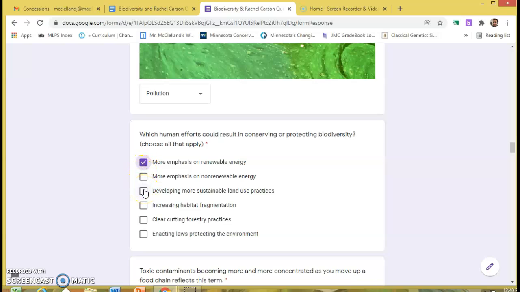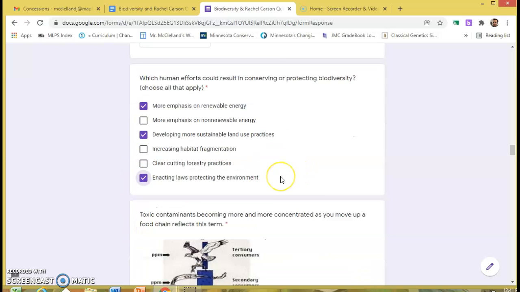Developing more sustainable land use practices would be a help. We wouldn't emphasize non-renewables because many of them have their own drawbacks, plus they're non-renewable, so we can't replenish them once they're gone. So we need a system that's sustainable over time. Increasing habitat fragmentation would make it worse, so clear-cutting forestry would also make it worse, but we could also consider enacting laws that protect the environment. So these three all would apply.